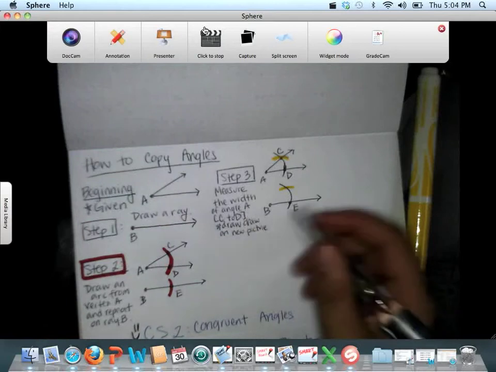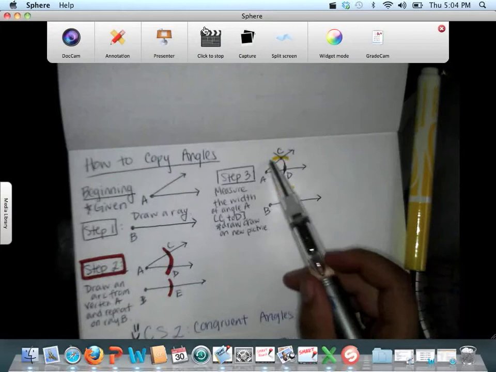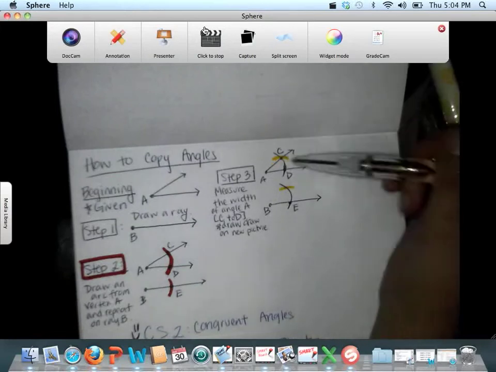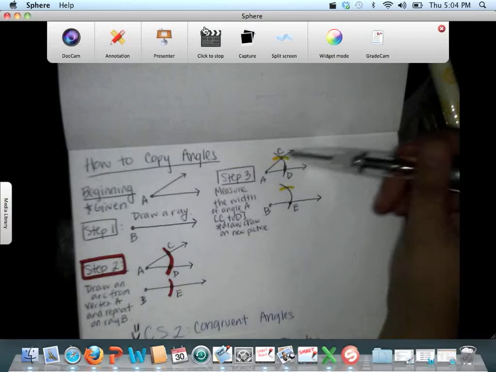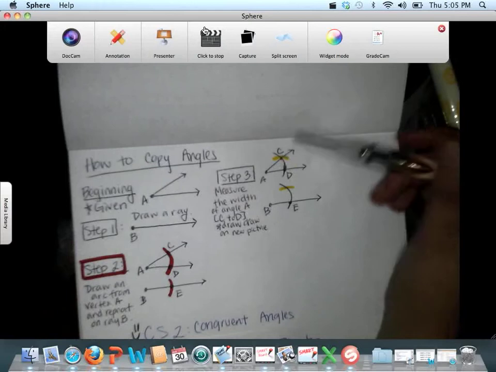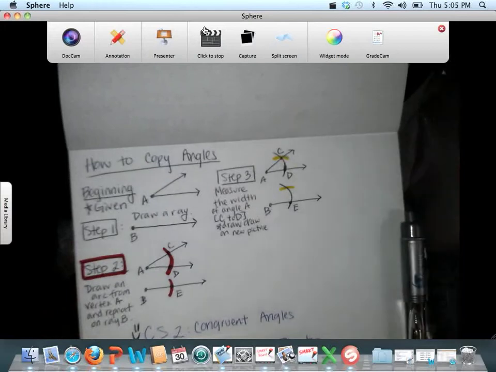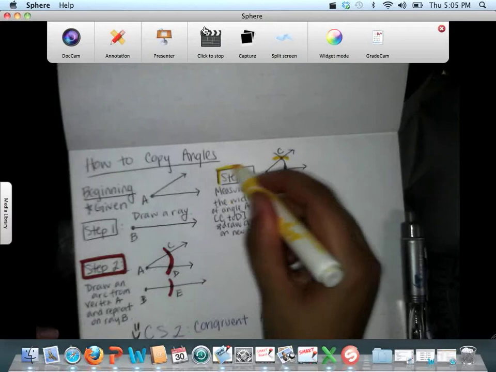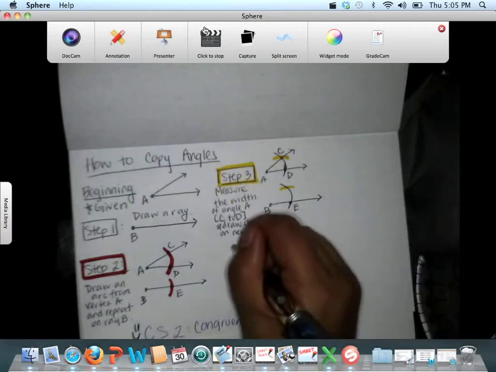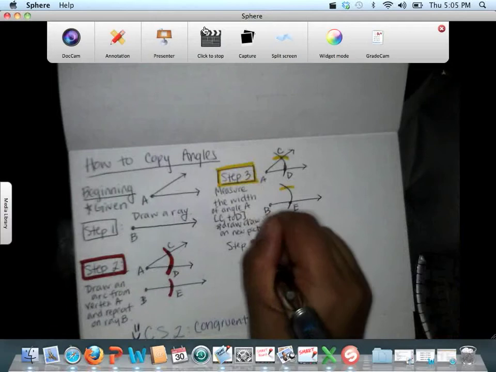There's a lot of ways to describe this. Essentially, you want two new arcs that are measuring the width of the angle. Because in order to copy the angle, you need to have the same width, because that's what an angle is: it's to measure the width from line to line. So this was step 3.